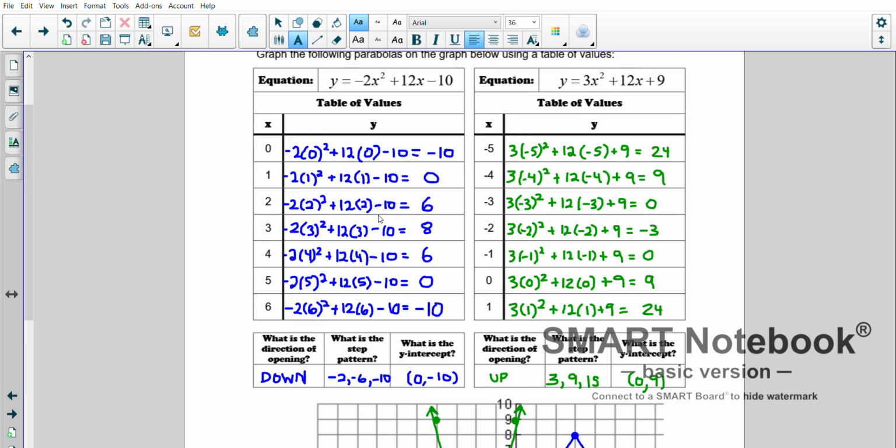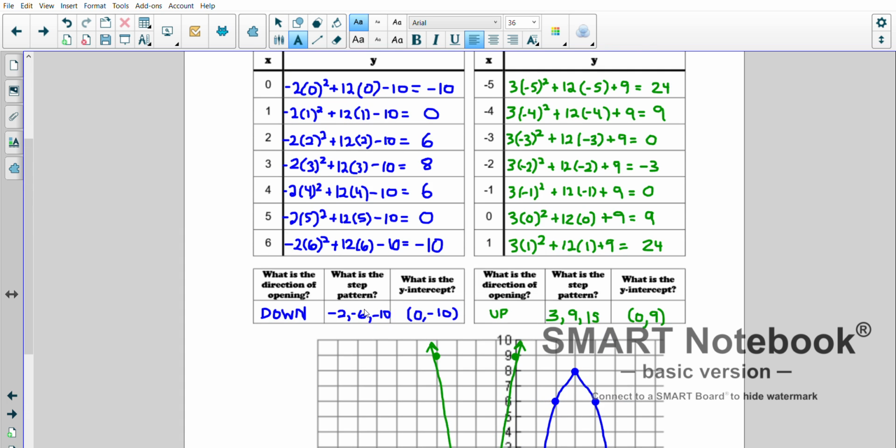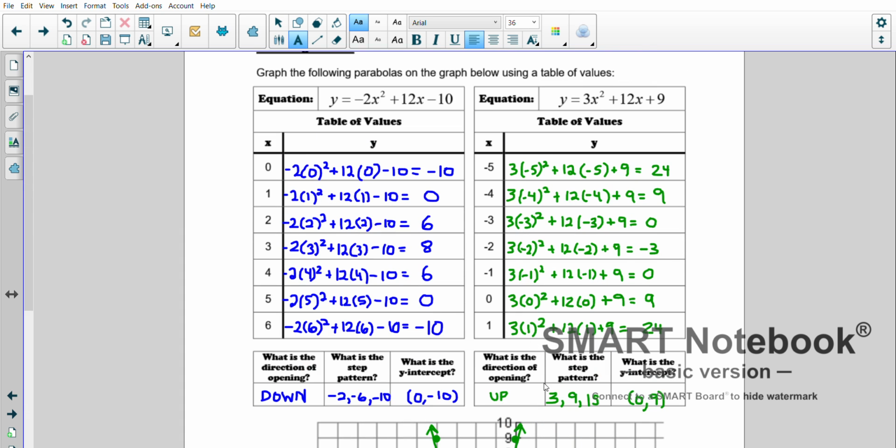So what's the step pattern? Over 1, down 2, over 1, down 6. Okay, so -2, -6, and then -10. And I didn't need to get it off the graph. You know that because if you take this value, -2, and you multiply it by 1, 3, 5, the standard set, you're going to get -2, -6, -10. So to get the step pattern, you take the A value, in this case it's 3, and you multiply that by 1, 3, 5. So 3 times 1 is 3, 3 times 3 is 9, 3 times 5 is 15.